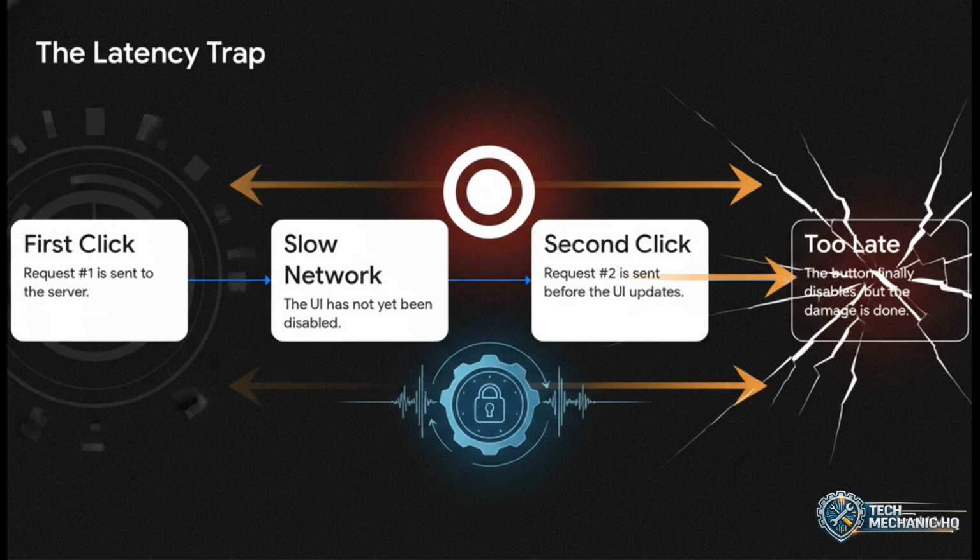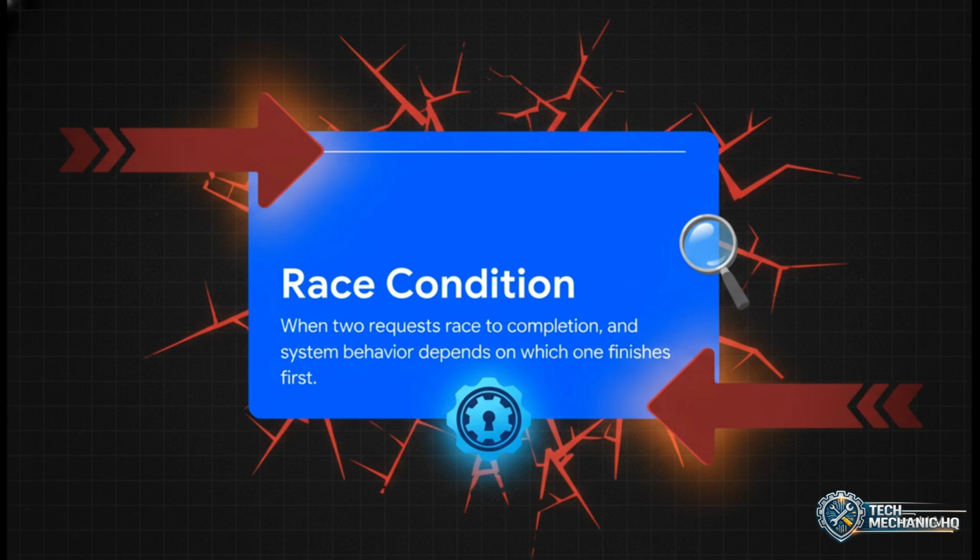And this right here, this is the latency trap. It's so insidious. The user clicks, and that first network request is fired off instantly. But because the network is slow, the JavaScript that's supposed to disable the button gets delayed. And in that tiny window, it only takes a few hundred milliseconds, the user clicks again, and bam! A second identical request is now flying through the network. By the time the UI finally catches up and the button grays out, the damage is already done. It's too late.